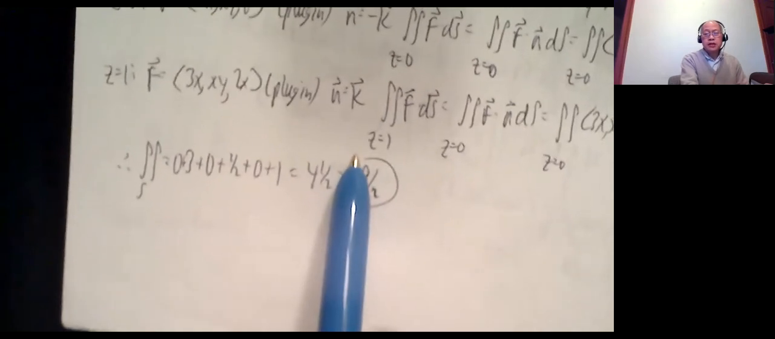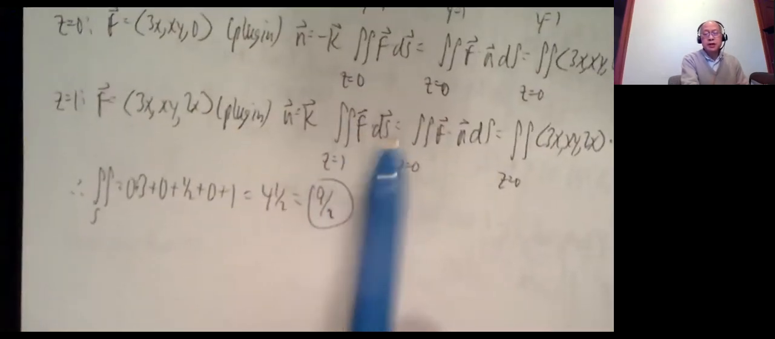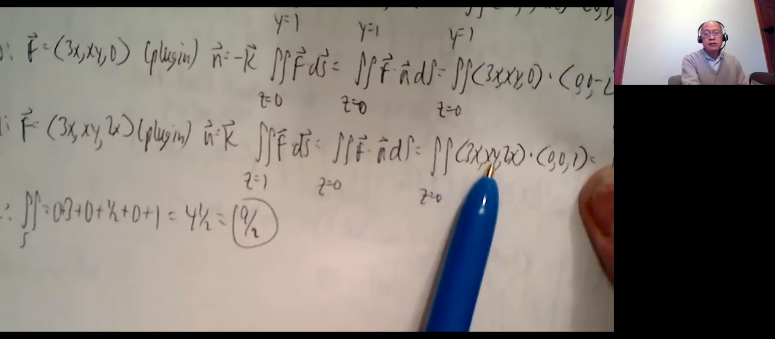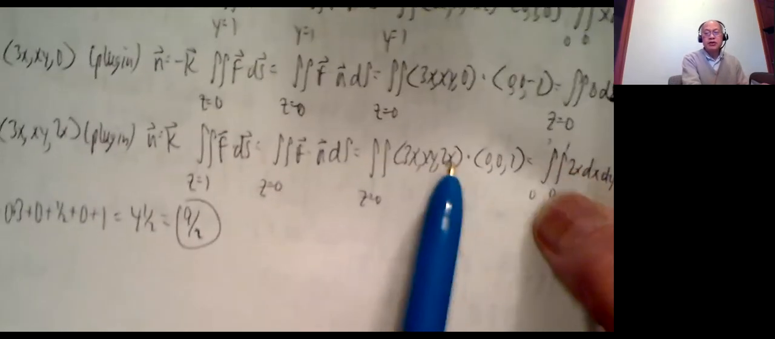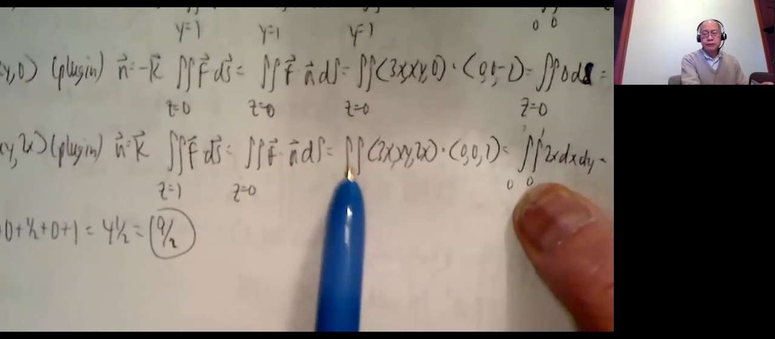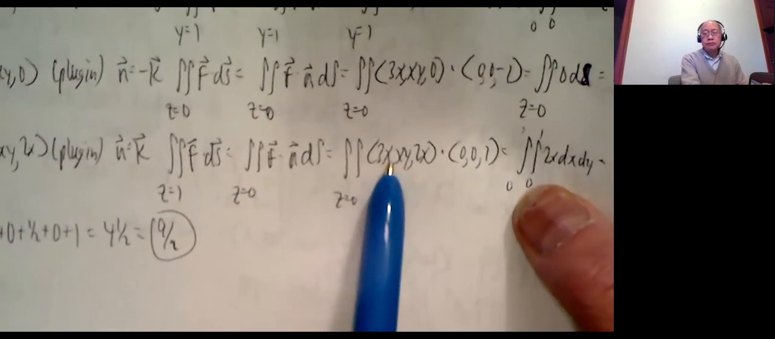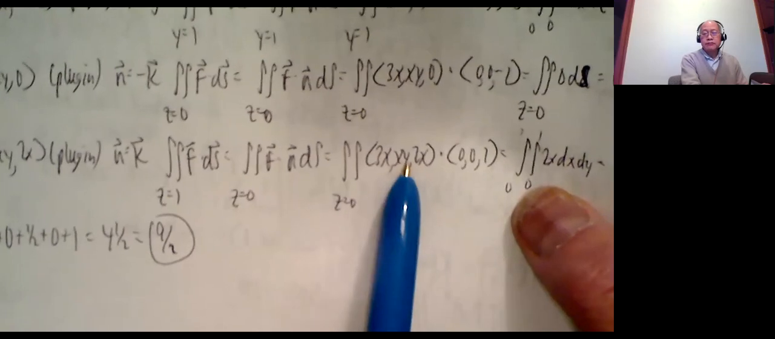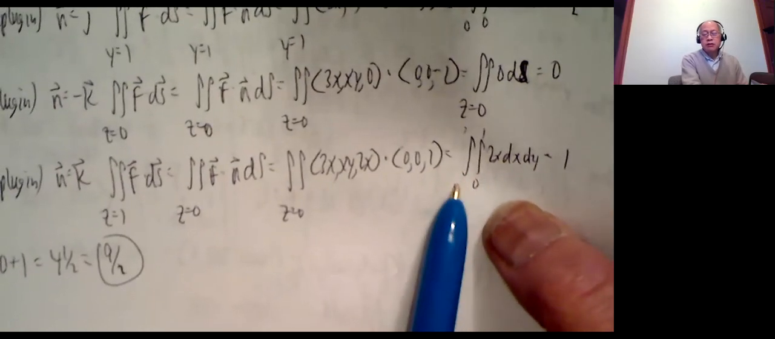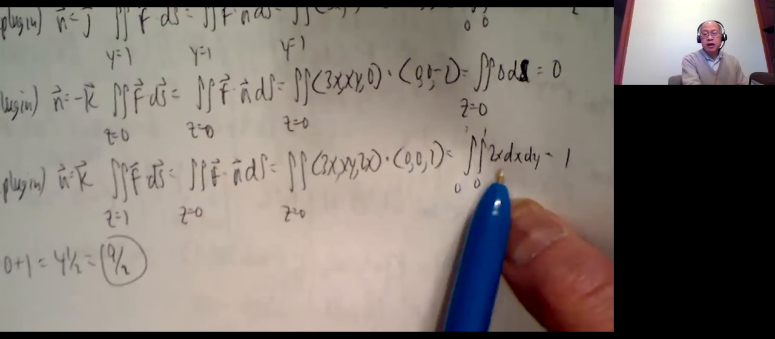So double integral at z equals 1 of F dot dS, which is the double integral over z equals 0 of F dot n dS. So it's (3x, xy, 2x) dot k, which is (0, 0, 1). So 3x times nothing plus xy times nothing plus 2x times 1, which is 2x. So the double integral of 2x dx dy.